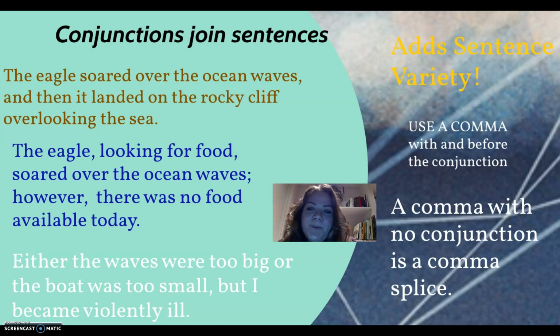Okay, the next example. The eagle looking for food soared over the ocean waves; however, there was no food available today. In this example, I have my favorite conjunctive adverb joining these two sentences with a semicolon and a conjunctive adverb. So when I look at my first sentence, the eagle looking for food soared over the ocean waves, I wanted to point out looking for food is a phrase that's just extra information.